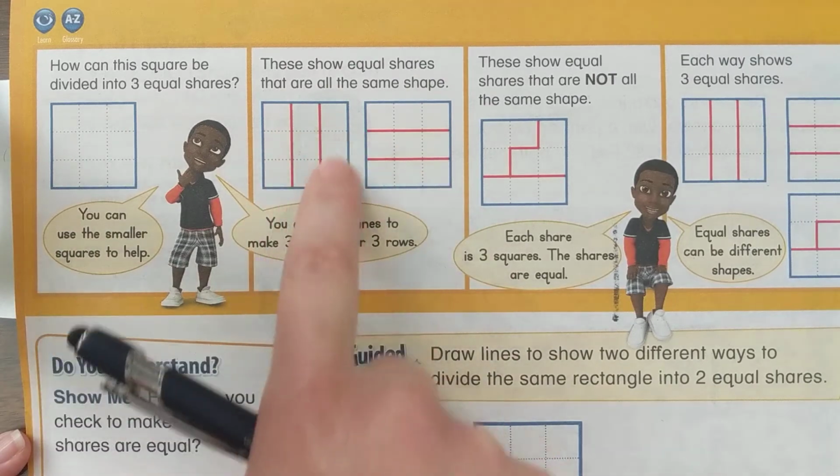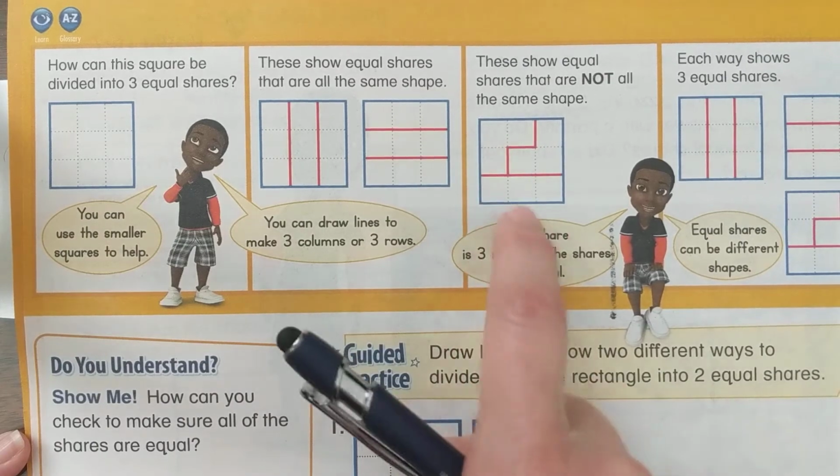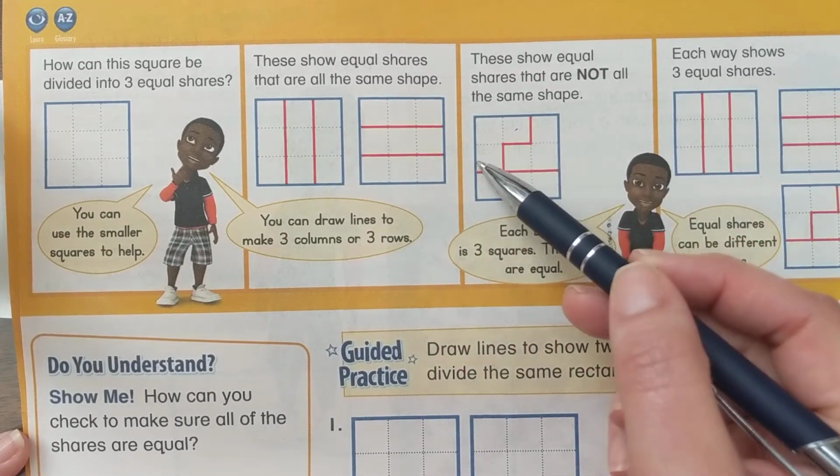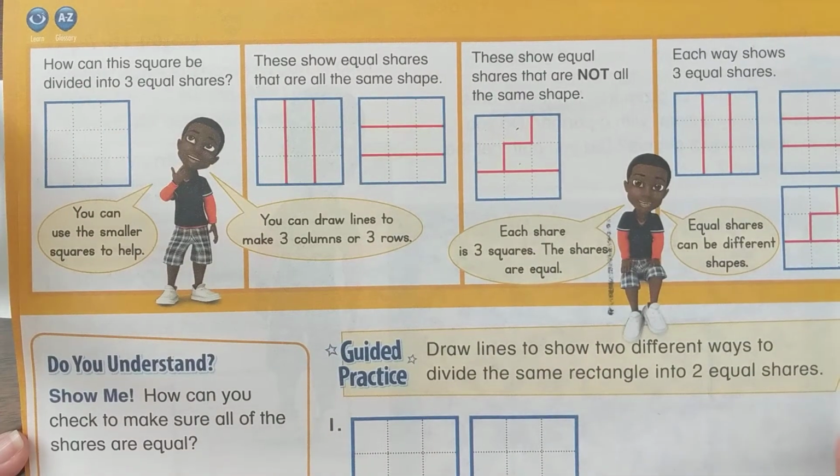So, back side, we've learned that we can do it by rows and columns. This is columns, this is rows. And we can have the different shapes and it's still the same because this has 3 boxes, this has 3 boxes, and this has 3 boxes.